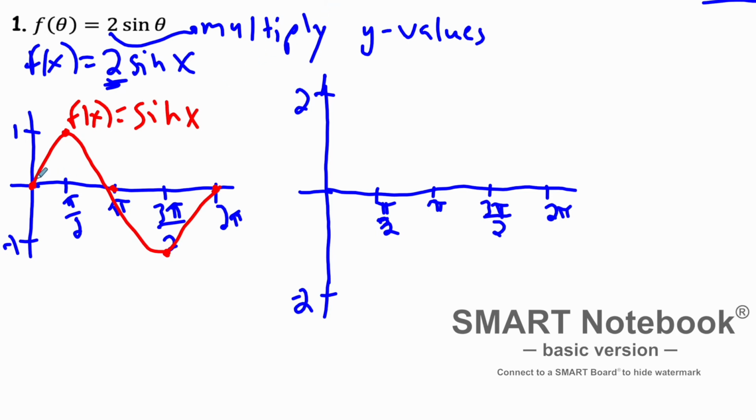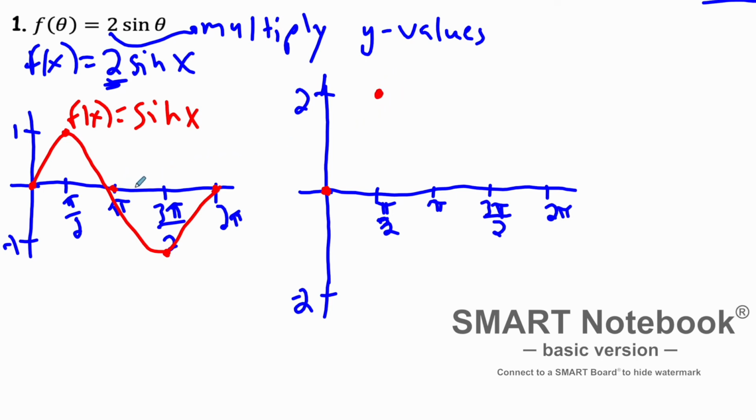So first up, let's look at the y coordinates. My y coordinate here is 0. 0 times 2 is still 0. That didn't change. Next, pi over 2. My pi over 2 value was at 1. 1 times 2 is 2. So that's up here at 2.